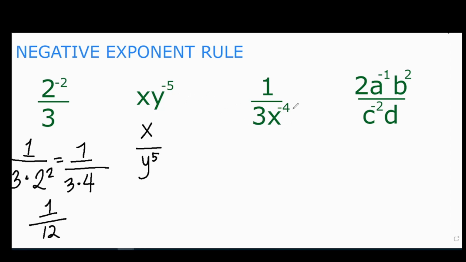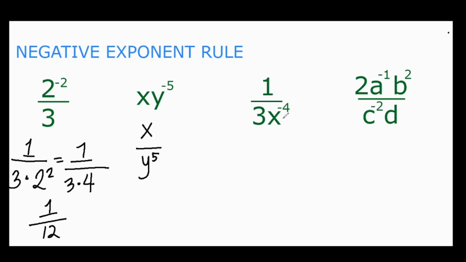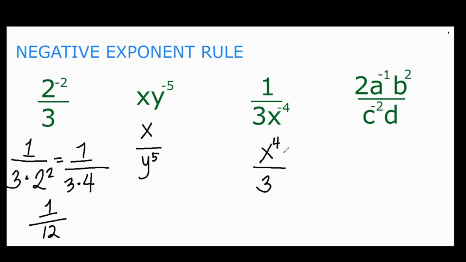So from this example, the one that we should reciprocate is x only. So x must be placed from the denominator going to our numerator so that negative 4 will become positive. So now let's do that. So again, x raised to 4 all over 3. 3 must be left on the denominator because it doesn't have a negative exponent. And that's it. So how about for our last example?